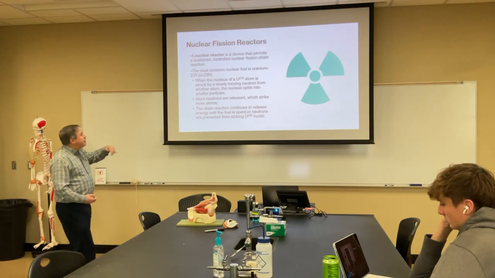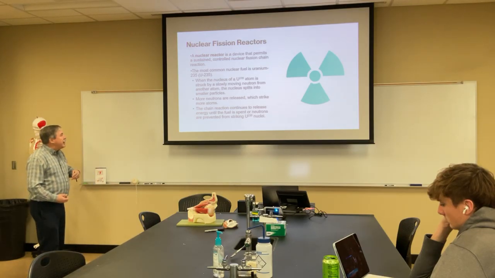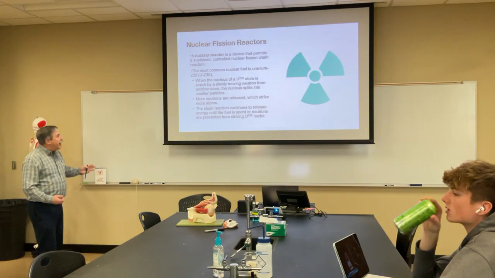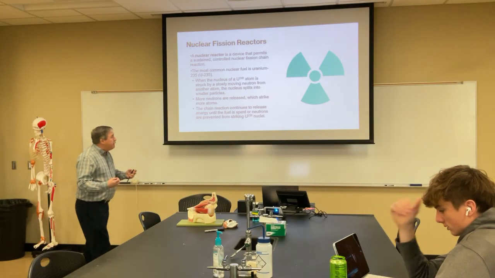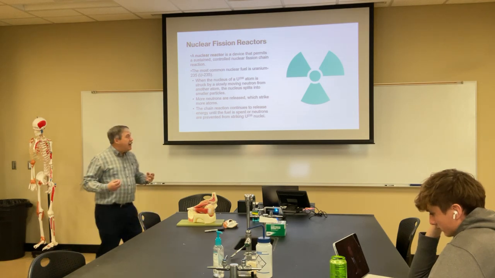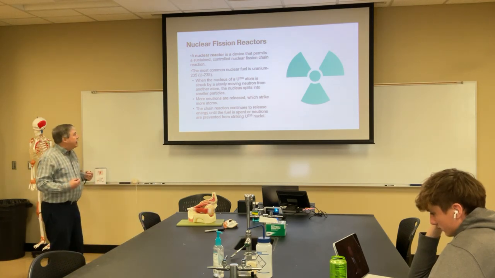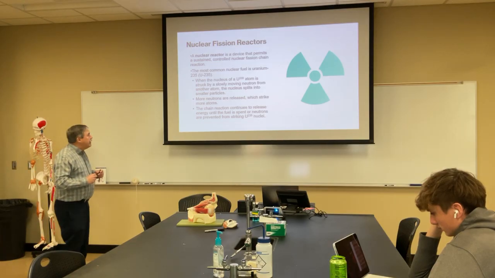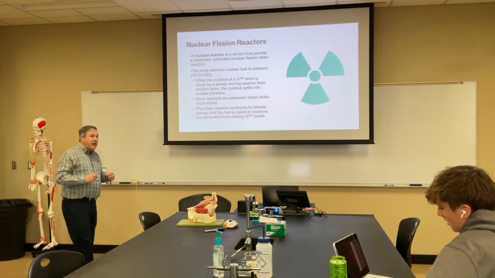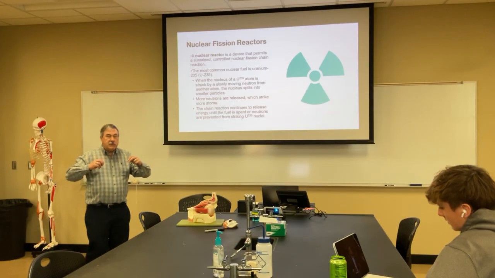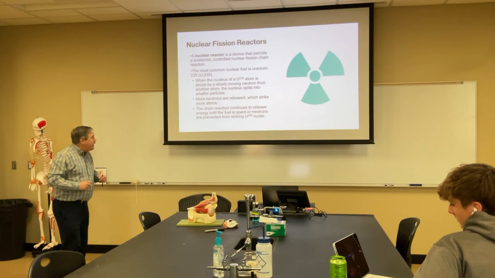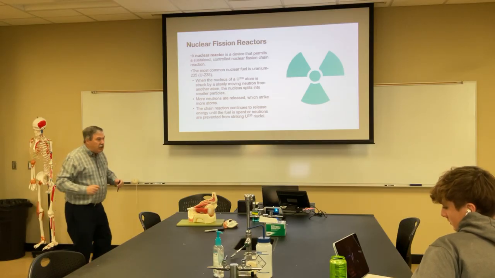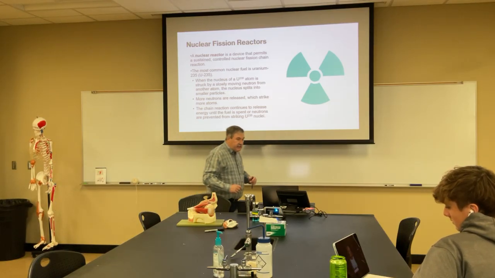So when the nucleus of a uranium-235 atom is struck by a slowly moving neutron from another atom, the nucleus splits into smaller particles, and it releases a large amount of energy, lots of heat. And if those neutrons hit other atoms of uranium-235, it causes more atoms to break down, and that causes a chain reaction which produces an enormous amount of energy.